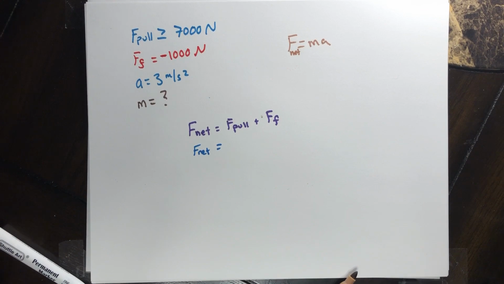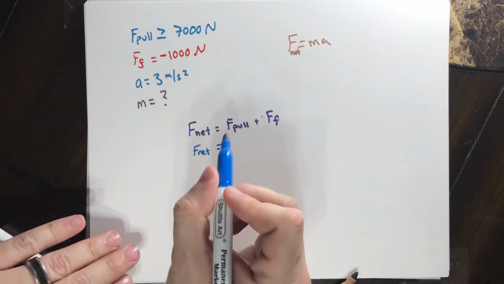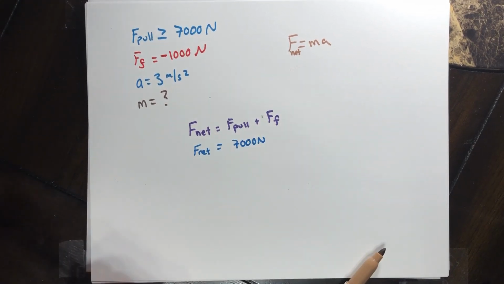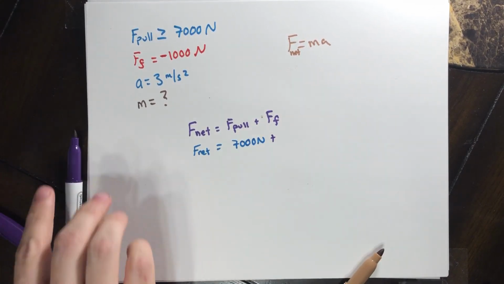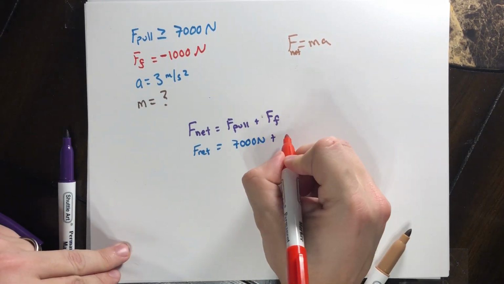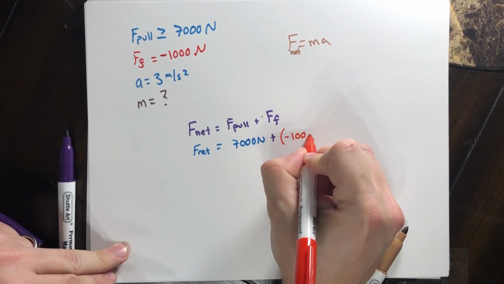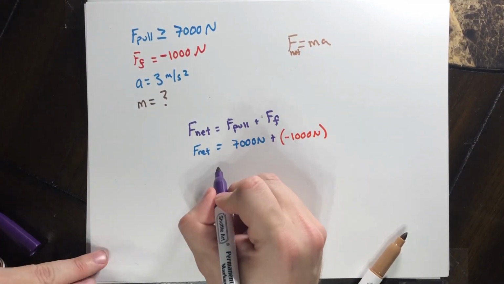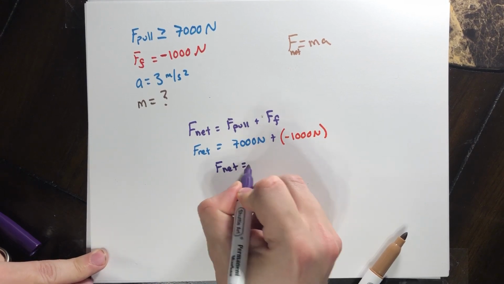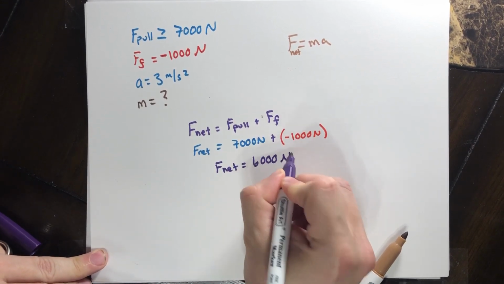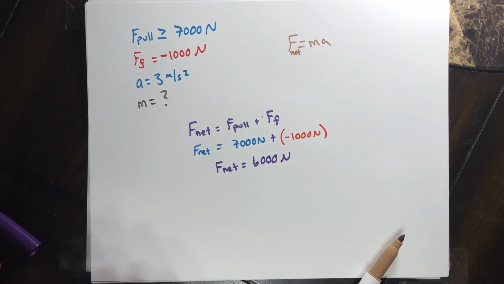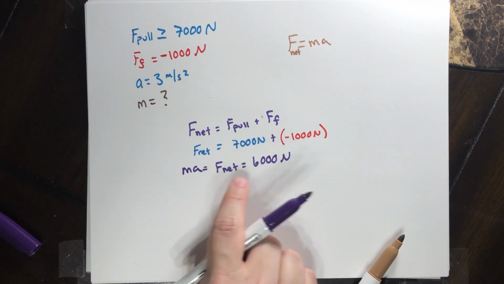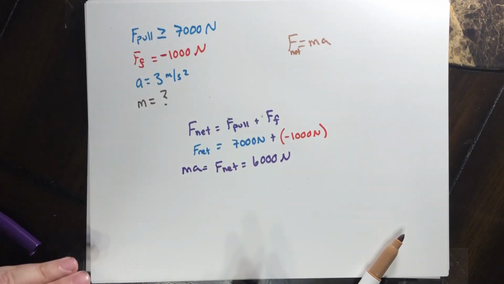Well, our pull force had to be at least 7,000 newtons. And then our frictional force was obviously negative, negative 1,000 newtons. So we add a negative 1,000 newtons. Our net force, putting it all together, 7,000 minus 1,000 is going to give us 6,000 newtons. But again, we know F net also equals mass times acceleration. We know our acceleration, we know our force now, so we just have to solve for mass.